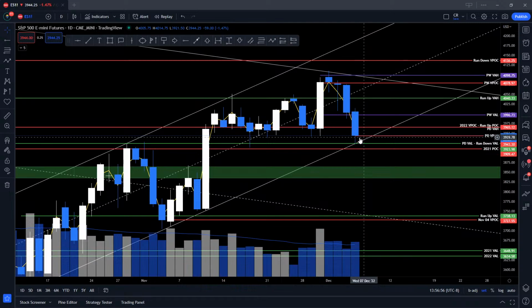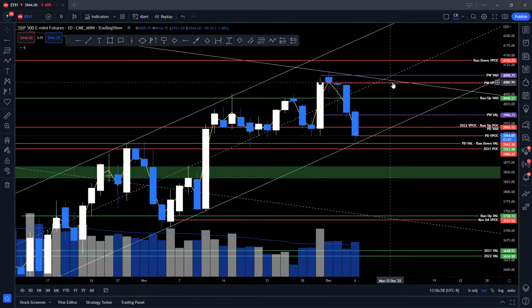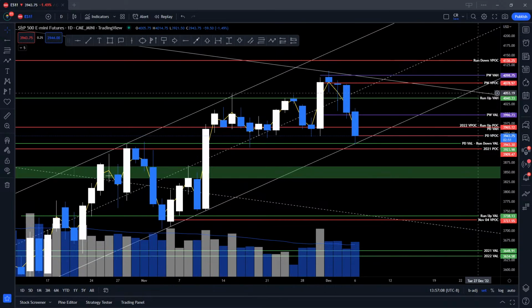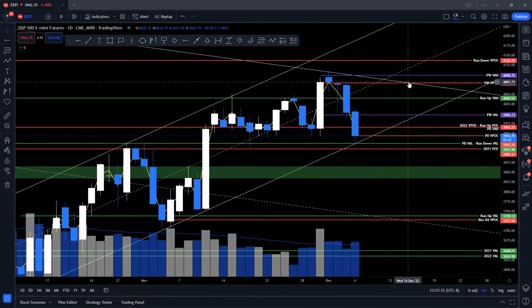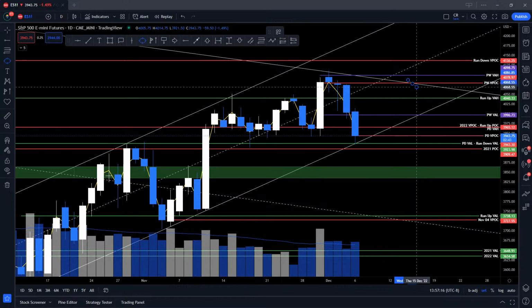And so, anyway, I could see over the next day or two a run up to like 40.78-ish. This previous week VPOC is probably where we're heading, and this trend line here. And I would expect basically a good rejection somewhere around here.